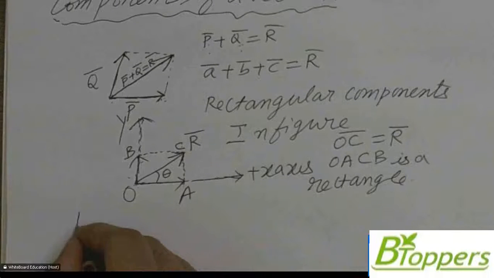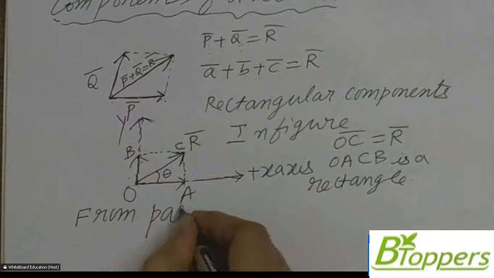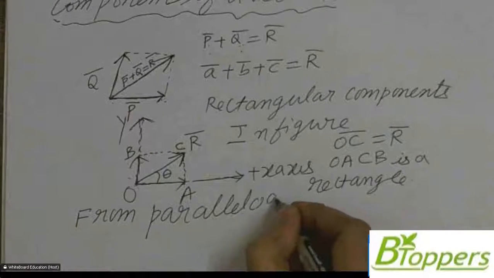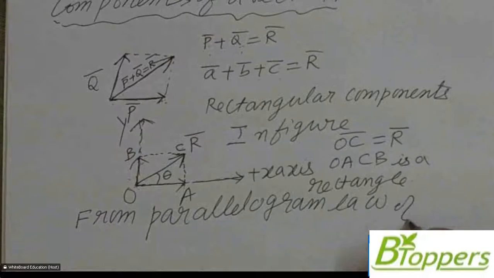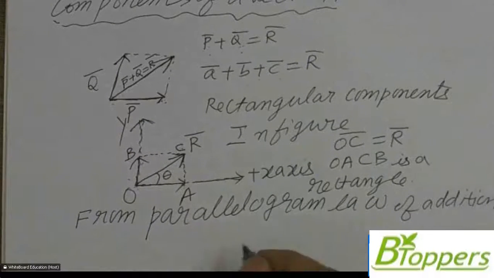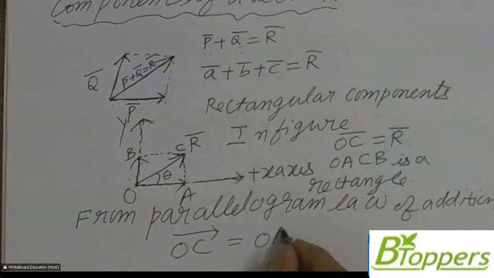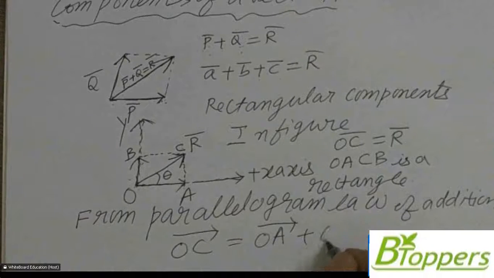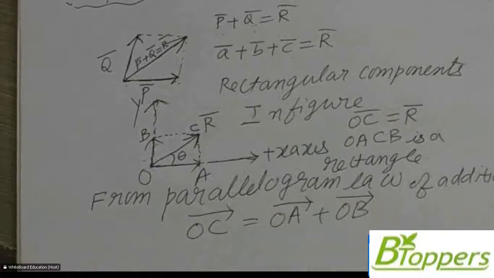So from the parallelogram law of addition of two vectors, we can say that vector OC bar is equal to the vector sum of OA bar and OB bar. The vector OC bar is equal to the vector sum of OA bar and OB bar.